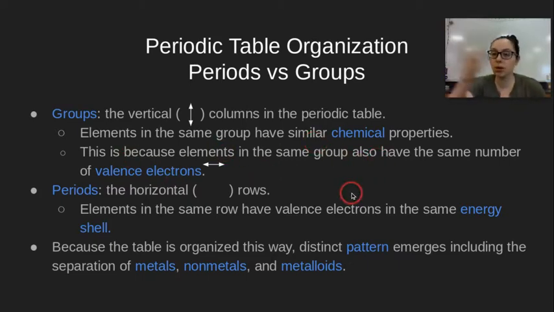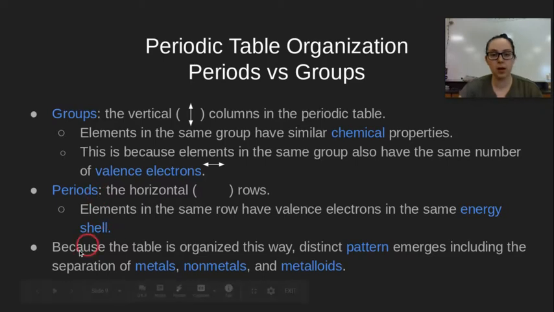So we talked about last week that a valence electron is the electron on the outermost shell of your atom, the farthest away from the nucleus it can possibly be. Those are the electrons that do the chemical stuff that we see, the bonding, the reactions, things like that. So if they have the same number of valence electrons, they should have similar properties as well.